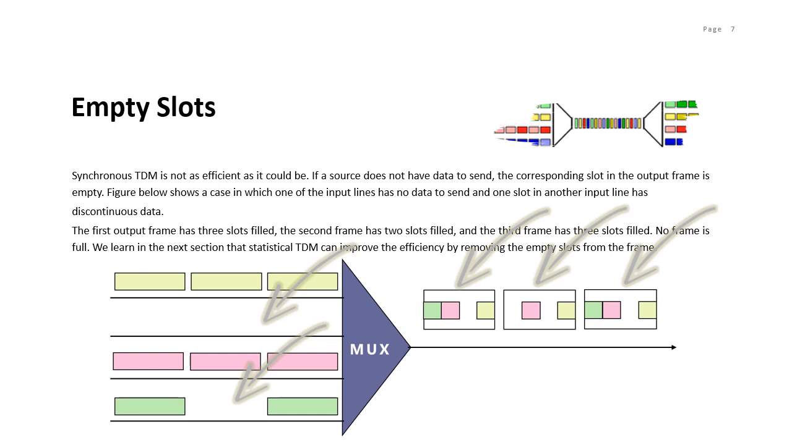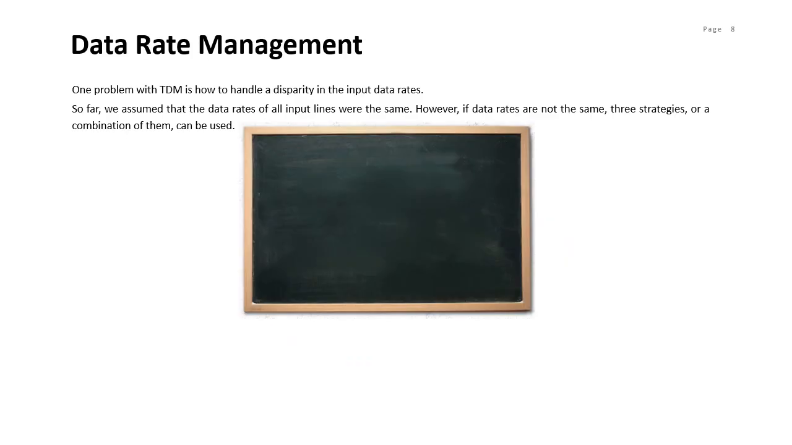Before that, let's look at data rate management. Data rate management deals with how to handle a disparity in the input data rates, as not all input links may have the same data rate. Some links may be slower. There may be several different input link speeds. In all our discussions so far, we assumed that the data rates of all input lines were the same. However, if data rates are not the same, 3 strategies or a combination of them can be used.